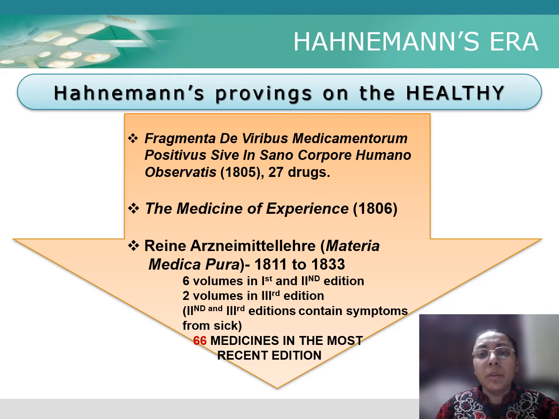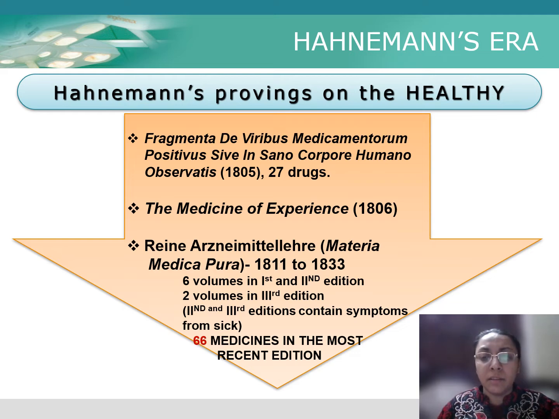Hahnemann did proving on the healthy as well as on the sick. So first, let's talk about his provings on the healthy. His first publication about provings on the healthy was Fragmenta de Viribus Medicamentorum Positivus Sive in Sano Corpore Humano Observatis, which was published in 1805, having 27 drugs.